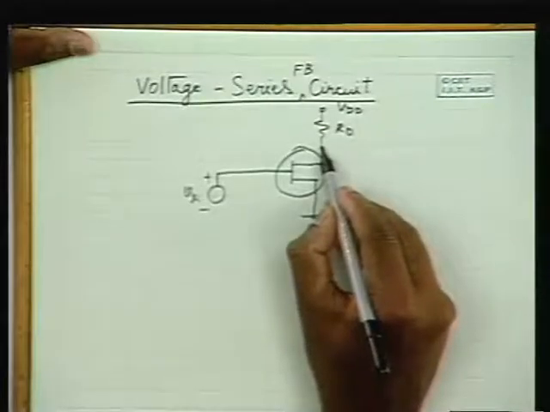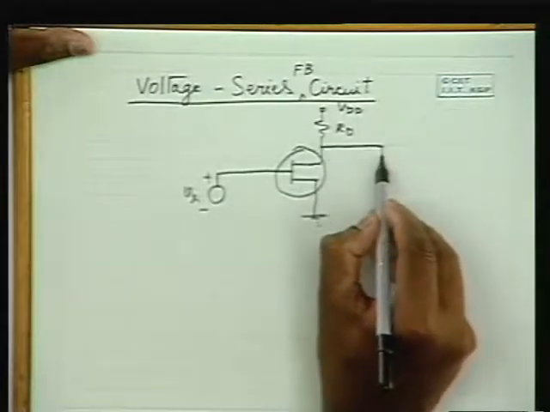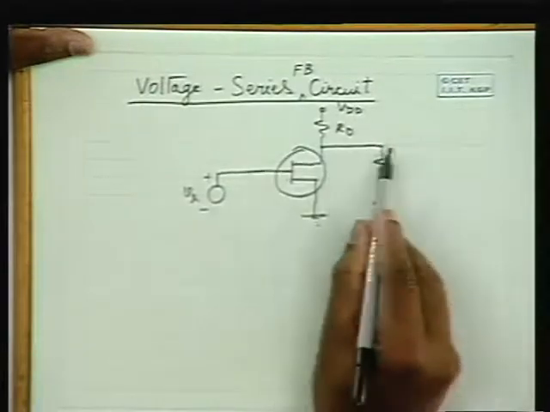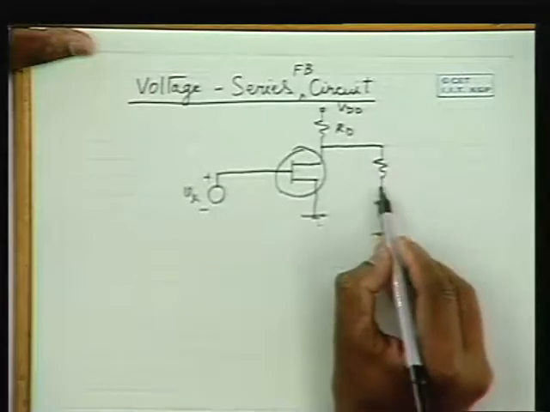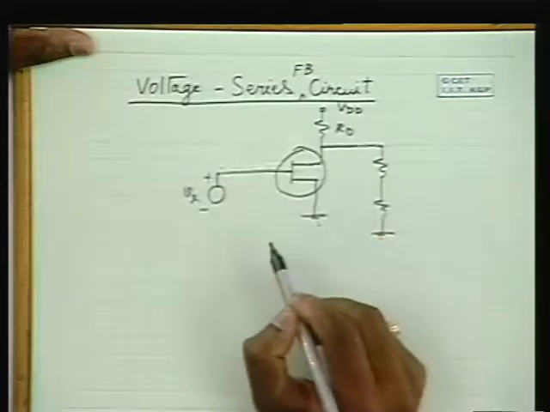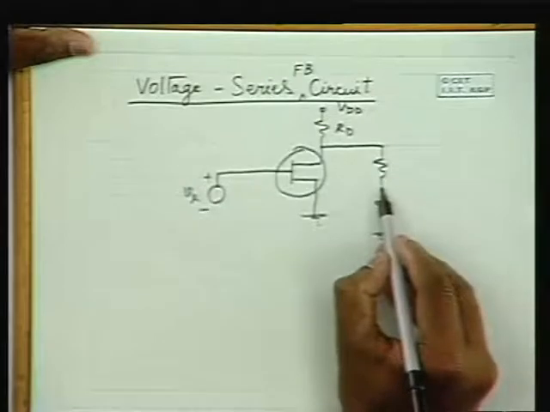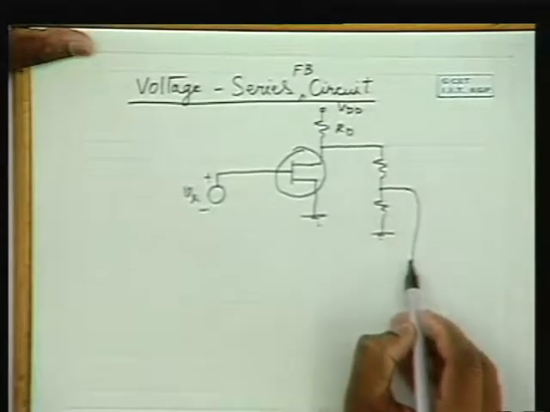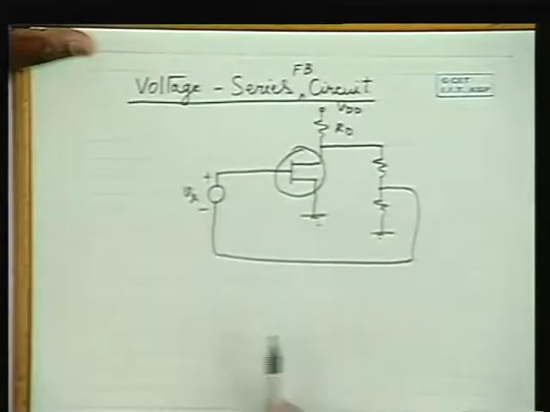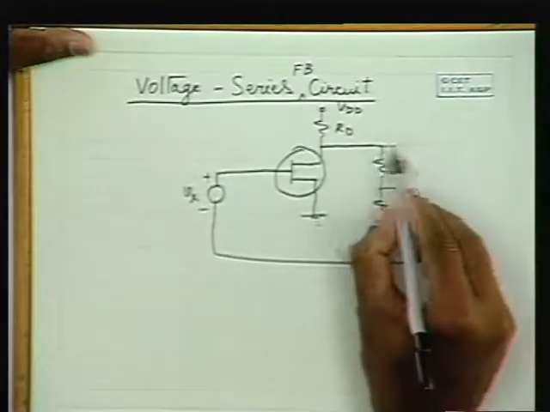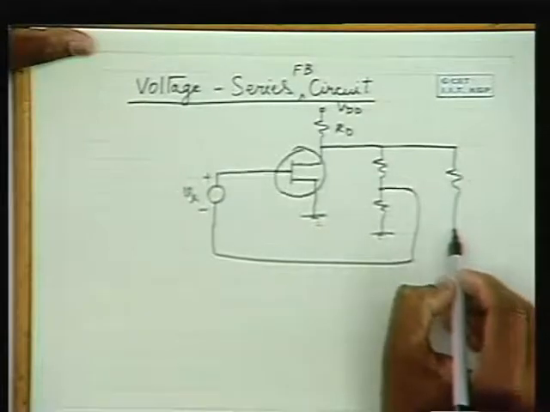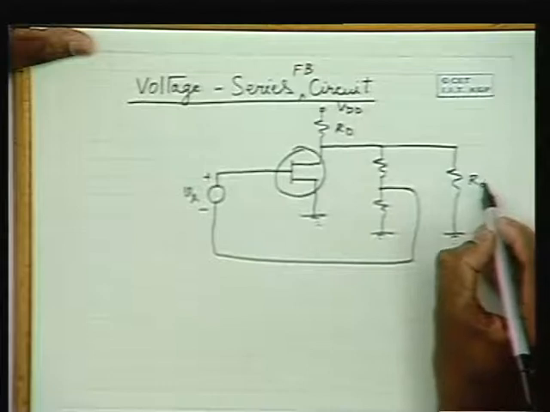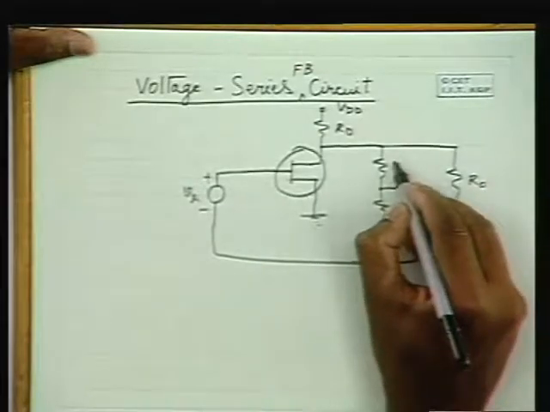Now let us use a feedback network. Tap the output signal, take a fraction of it and apply it to the input. So let us take this signal and connect it directly over here, this feedback. And let us also include a load resistance R0 or RL. Let's call it R0, and let's call these R1 and R2.